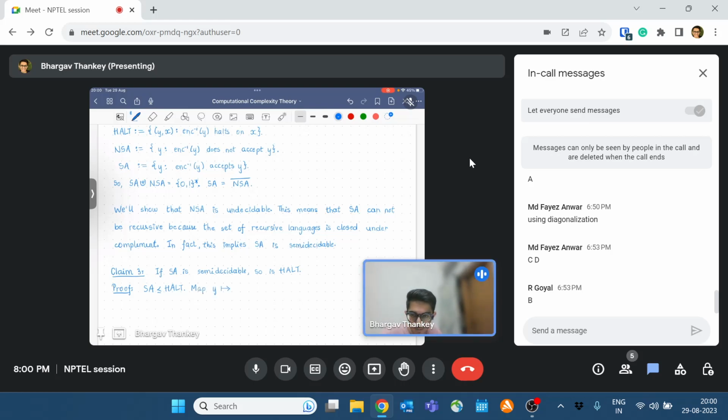So an instance of SA is y, right? How should I create an instance of halt? For that, I need two things, y and x. So what is y? What is x? Yes, so y is the encoding of the Turing machine and x is the input. Okay. That is what y is going to be in the definition of halt. But given an instance y of SA, how would I create an instance of halt? So given y, what should I write in place of y over here? What should I write in place of x over here? So it is nothing but y comma y. Almost.